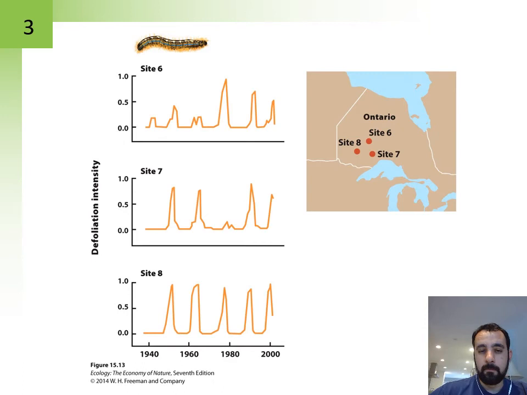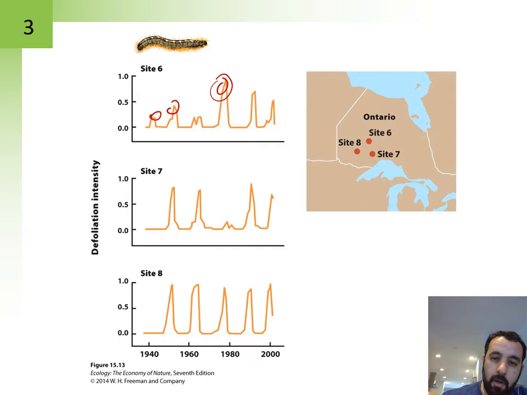parasites and hosts, right? So here we're following the outbreaks at three different sites on the defoliation intensity, and you see that every 10 to 15 years, there's a peak. There's a massive peak in the amount of defoliation. Some years are a lot worse than others, right? But it's oscillating.